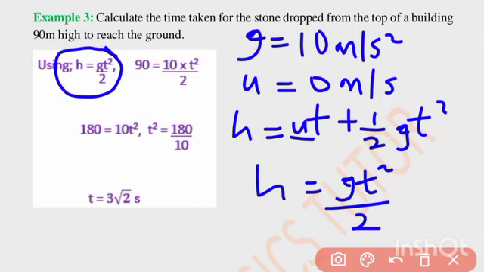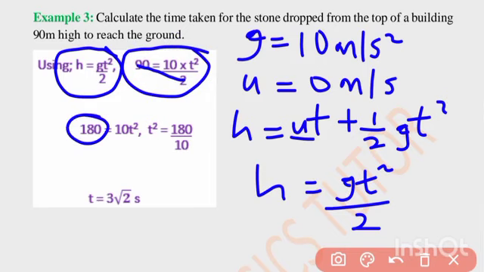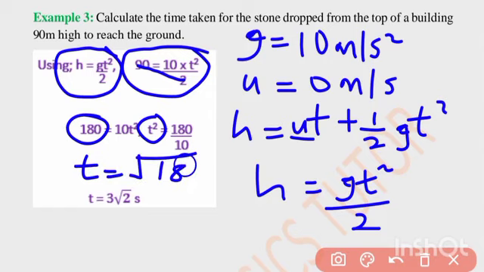So substituting the values of the parameters into this equation, we have this. Making t squared the subject of the formula, we arrive at this, that is how we cross multiply. 2 times 90 will give us 180, and making t squared the subject of the formula, we have 180 over 10, and that will give us 18, and our t will be equal to the square root of 18, which is equal to 3 root 2 seconds. So the time taken to fall from a height of 90 meters to the ground is 3 root 2 seconds.